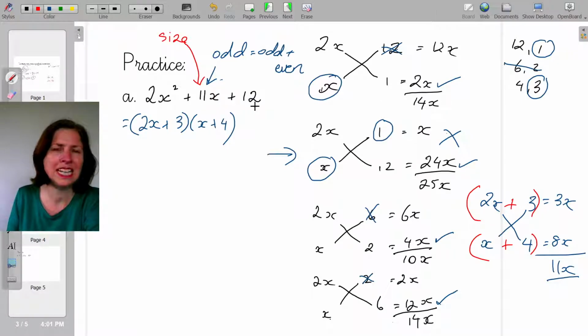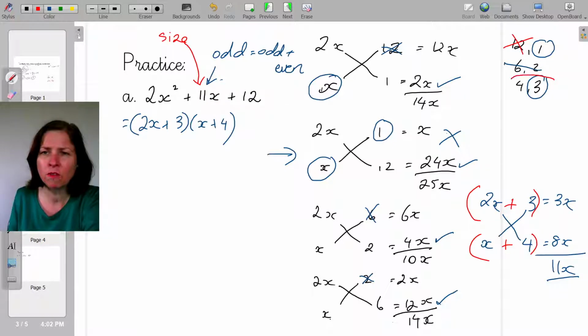This 11 is smaller than 12. So it's not going to be 12 times something because I'm going to add them together. Now, if I had some subtracting, that would be different, but I'm adding. So if I go 12 times something and then add something else, I can't get 11x. So I actually could have used a little bit of logic to get straight there.